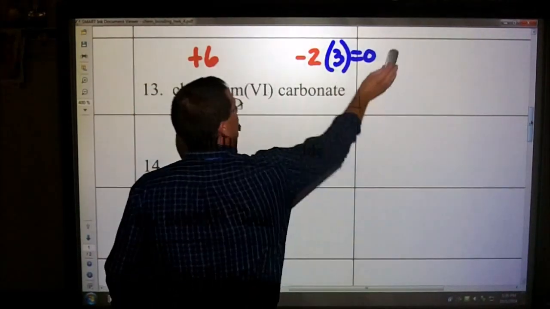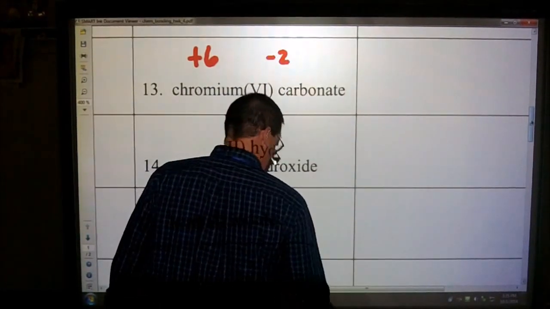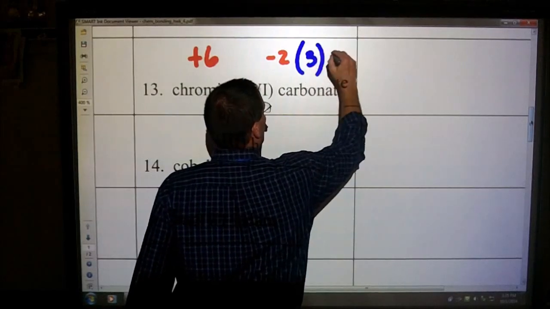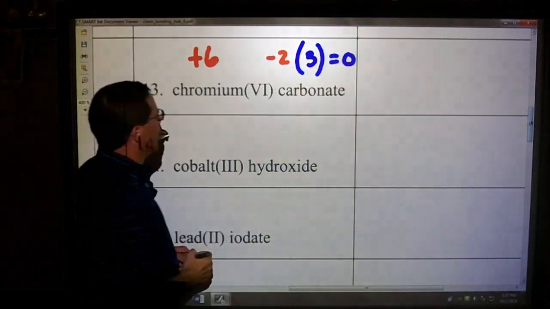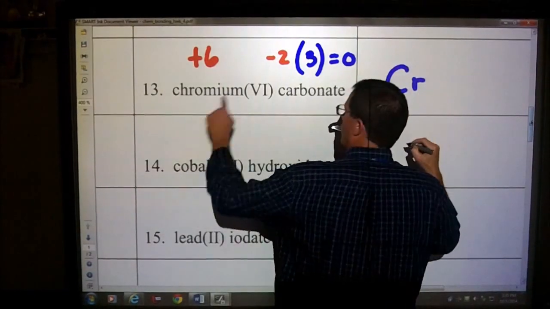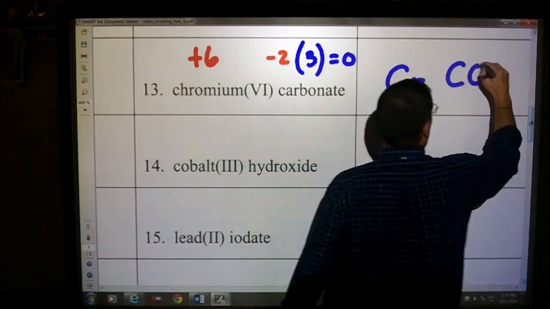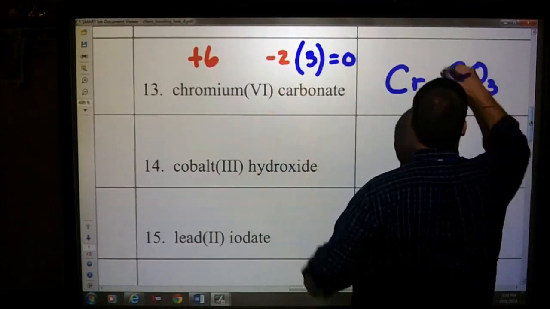Let me scoot that over a little bit. So -2 there, and a 3 there, so that all equals 0. So when we write this out, we have chromium, and it has a +6 charge, but we only need 1 of them. And then carbonate, it's like that, but we're going to have 3 of those.